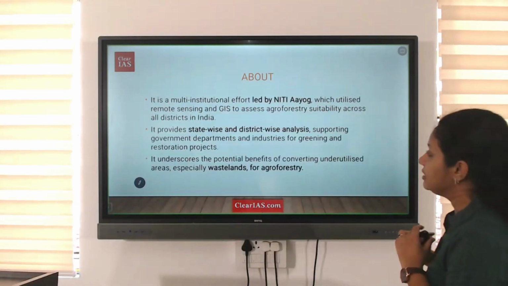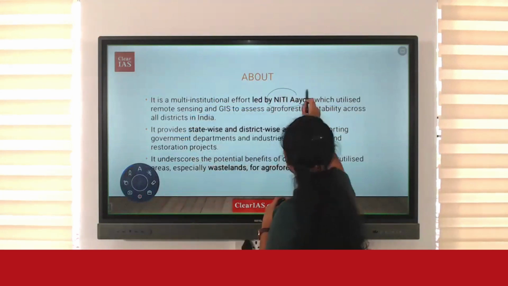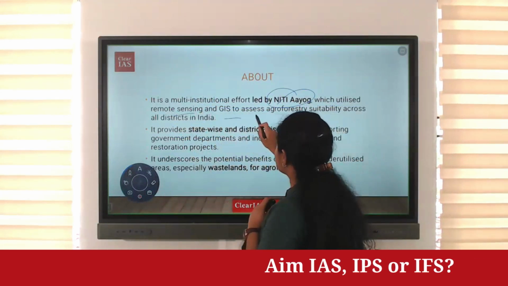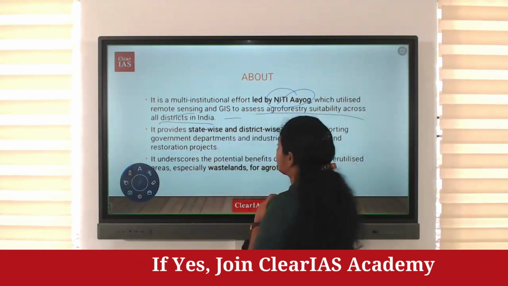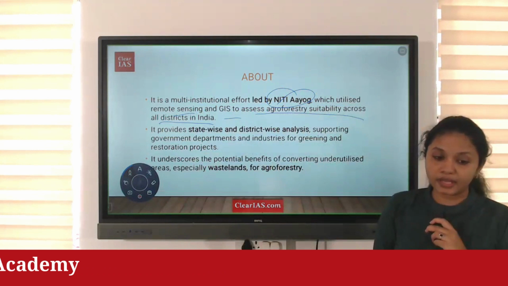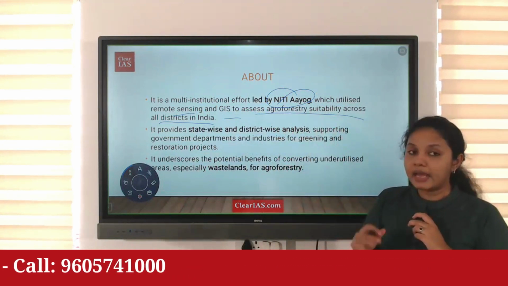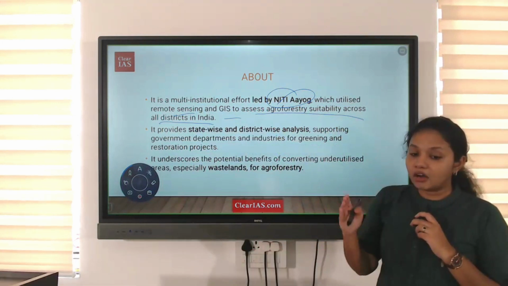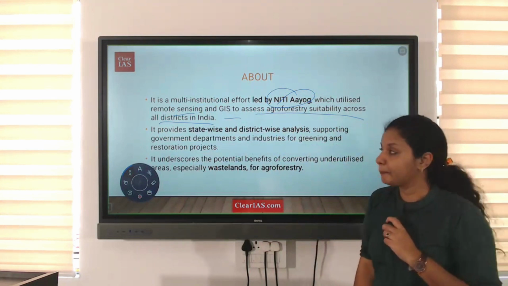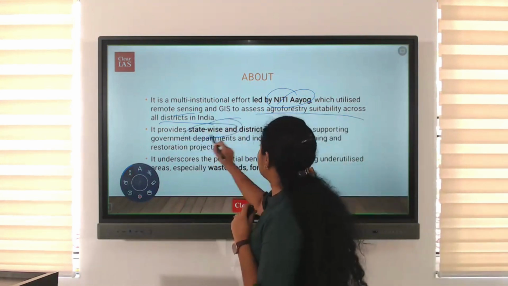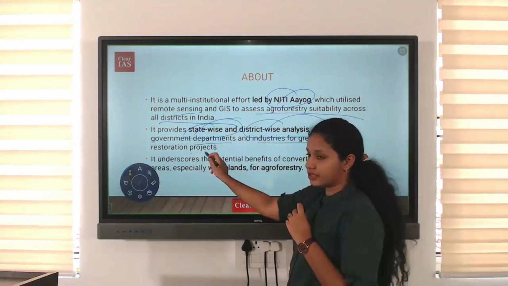Now, it is a multi-institutional effort by Niti Aayog, which utilized remote sensing to assess the agroforestry suitability across all districts in India. Here remote sensing and satellites are used, analyzing how the wasteland can be transformed into agroforestry. It provides state-wise and district-wise analysis supporting government departments and industries for greening and restoration projects.